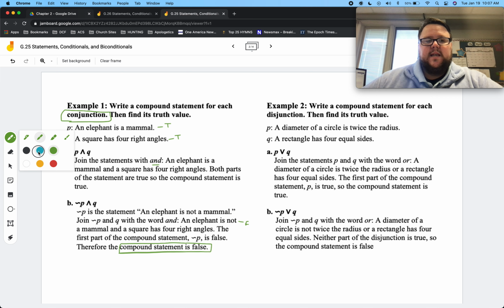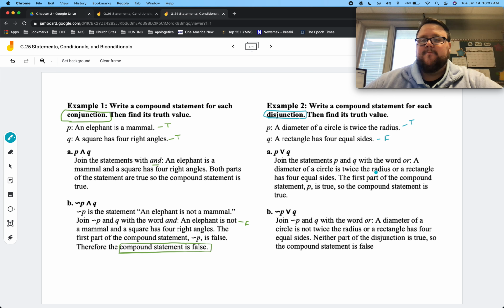All right. Now we're going to look at some or statements. Write a compound statement for each disjunction. So disjunction is or. Our statement P, a diameter of a circle is twice the radius. That is true. Q, a rectangle has 4 equal sides. That is false. So P or Q, join them together.